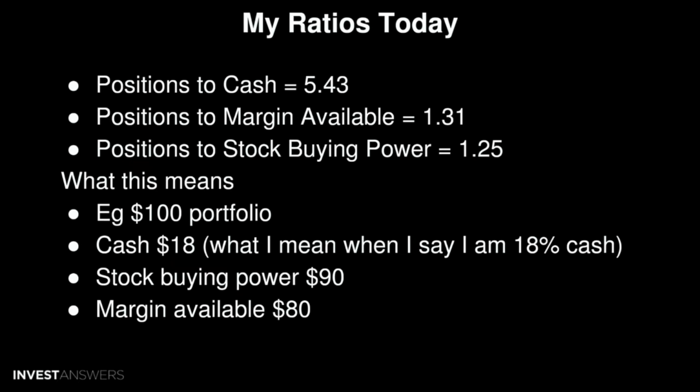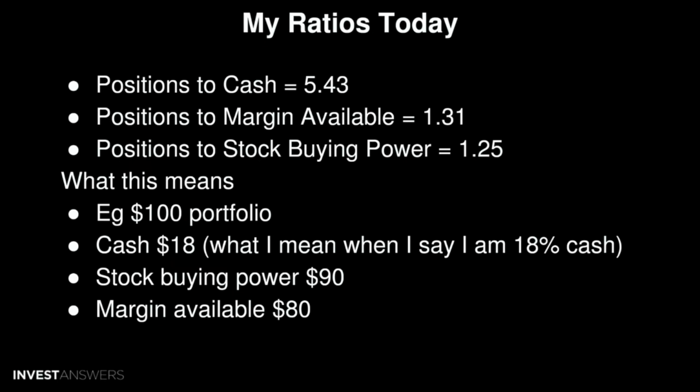Like I could double my account size tomorrow by using all my stock buying power, or sell a whole bunch of puts or calls out of the money using my margin available, which is also $80. So if you think of it as ratios, positions to cash is 5.43, positions to margin is 1.31, and positions to stock buying power is 1.25. And that's where I am today.